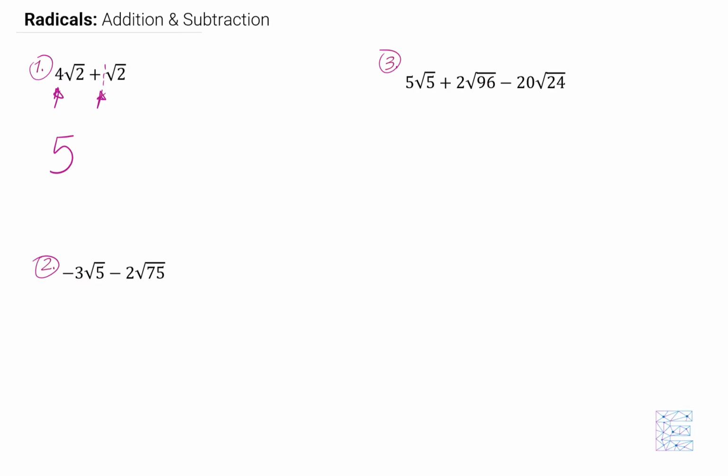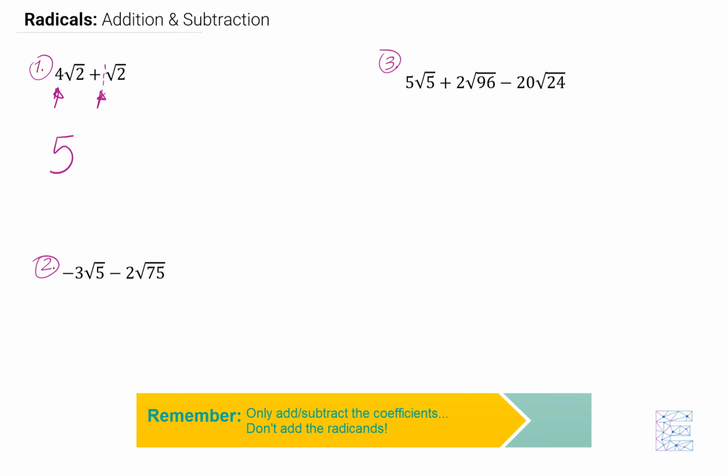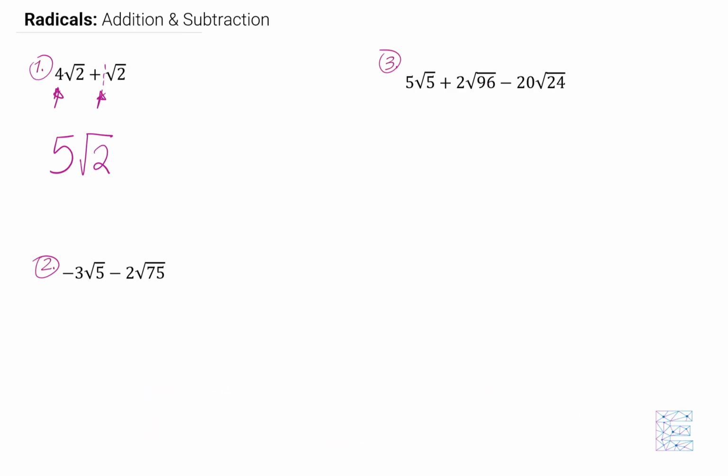Now, this is important. Do not add the radicands. Do not add the radicands. You would leave this as 5 root 2.